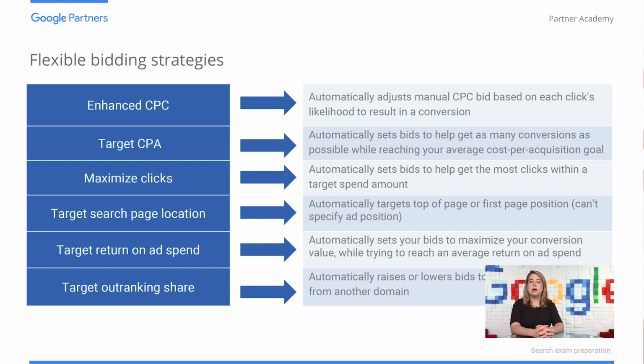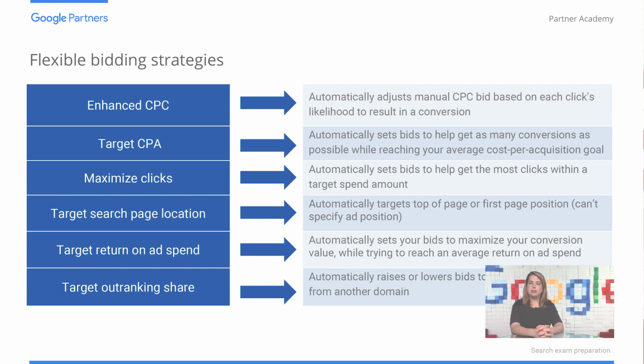Target Return on Ad Spend automatically sets bids to maximize conversion value while trying to reach an average return on ad spend. Target Outranking Share automatically raises or lowers bids to help ads outrank ads from another domain.